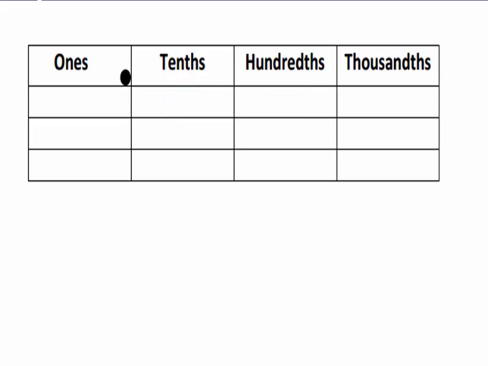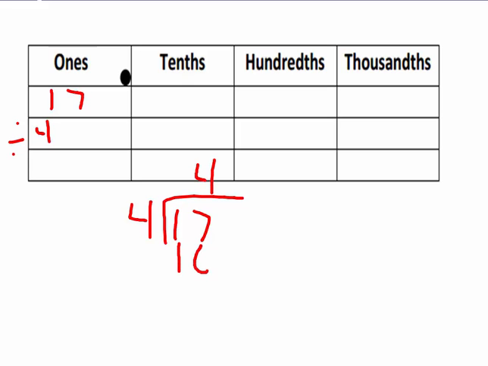Alright, let's check another one. I'm going to have 17 divided by 4. I have 17 ones divided by 4. 17 divided by 4 goes in 4 times. Multiply, subtract. Now I have this 1. I have 1 remainder, but I want to use decimals.